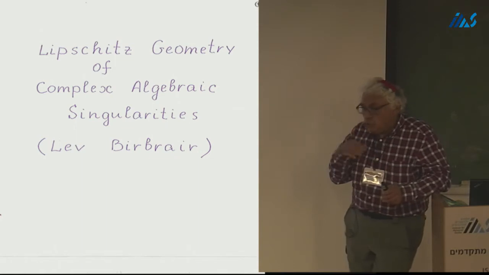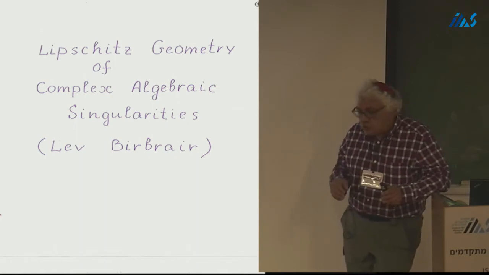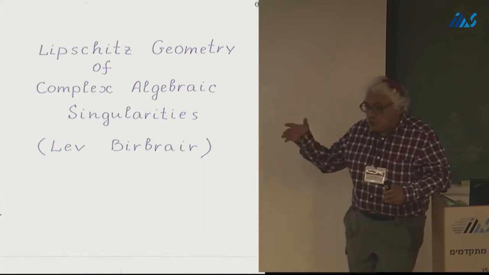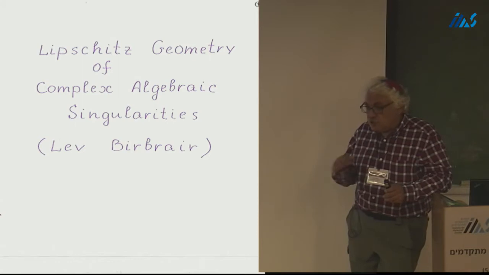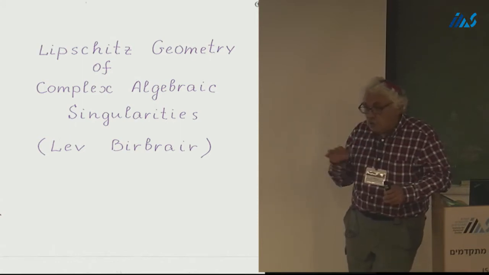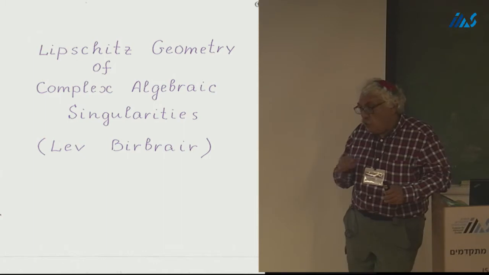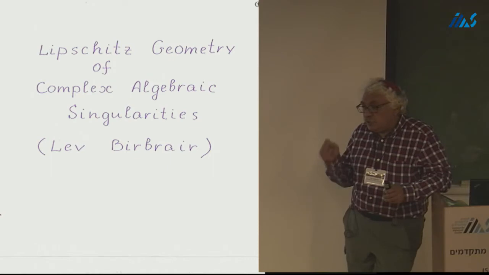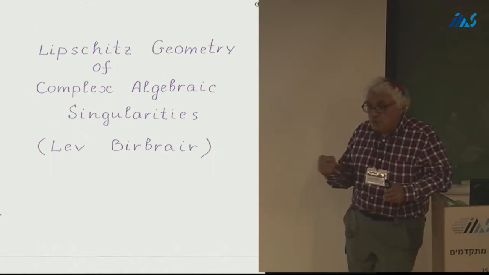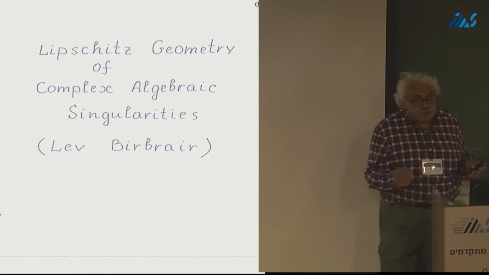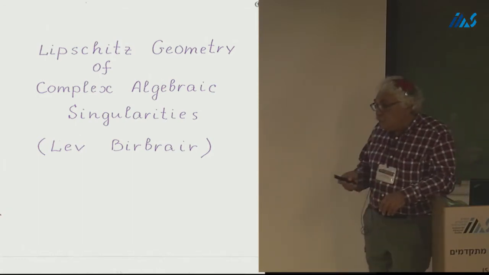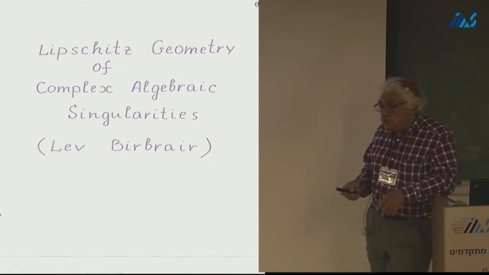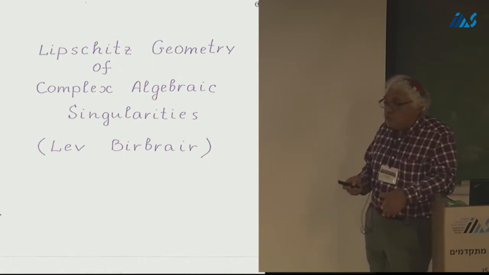Let me give a simple story of what it is. If you have a map from R^n to R^n, or from C^n to C^n, then you have just an analytic map or algebraic map. Then if you have a point where the derivative has maximal rank, then the inverse image is a submanifold, right? So this is the inverse function theorem. It happens when you have something non-singular, right?